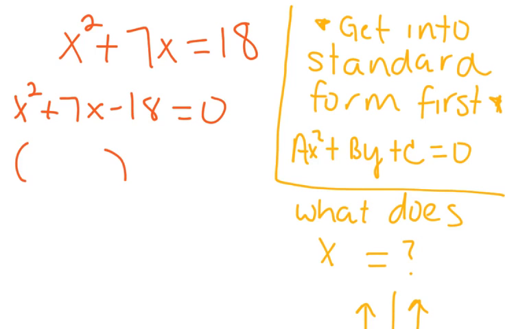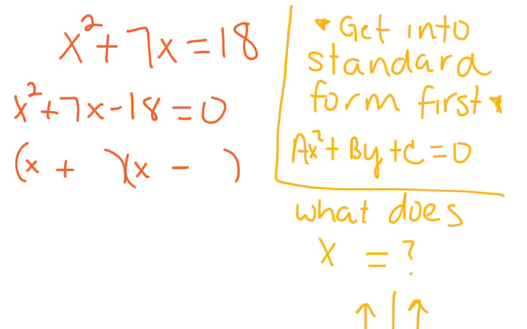So I'll set up my parentheses. What we have to ask ourselves is, what two things are multiplied together to get x squared? Well, the only solution would be x times x. And I have a plus and a minus, so let's look at the factors of 18 first. What things multiply together to get negative 18, but add up together to get positive 7? We have to have at least one negative to get our negative 18. So let's do a plus and a minus.